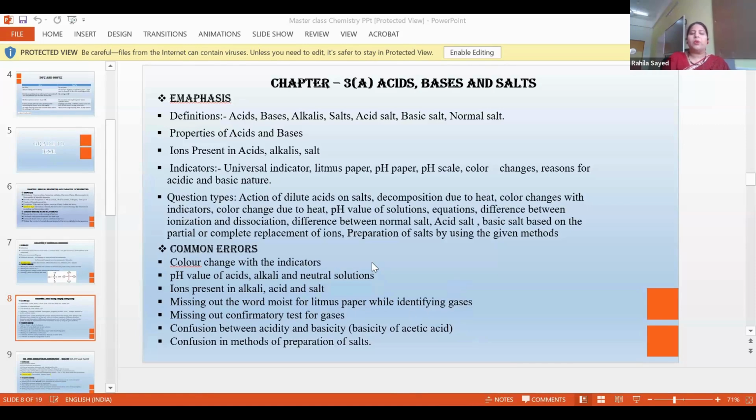Then there is confusion between acidity and basicity. That is basicity of acetic acid. Basicity of acetic acid, no doubt it has 4 hydrogens in it, still the basicity is 1. Okay, it is a monobasic acid. So you tend to forget this. Then confusion in methods of preparation of salts. So which salt will be prepared with which method? So you need to learn this. Next slide.